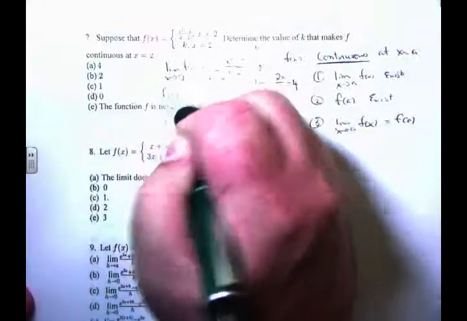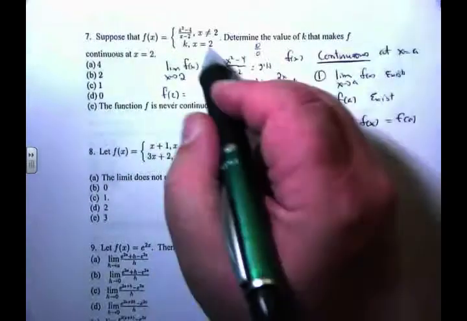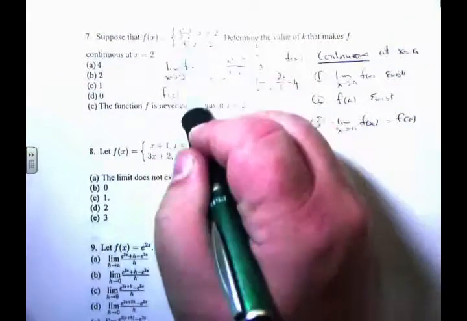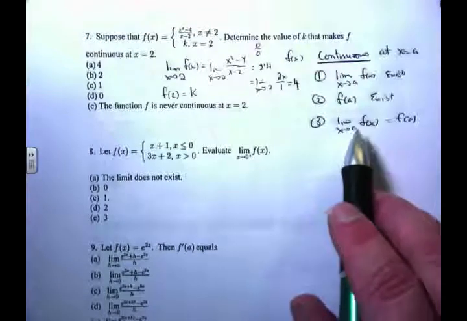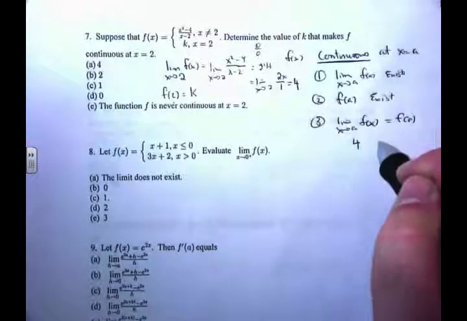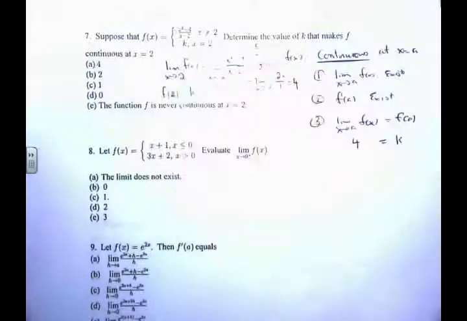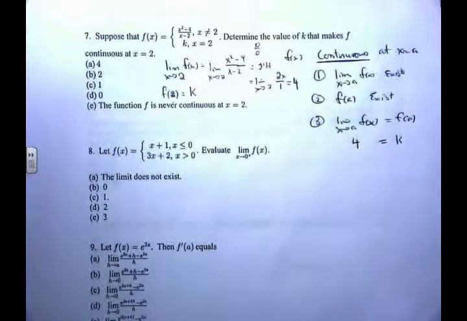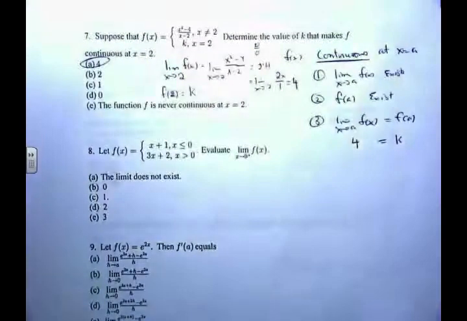The functional value at 2, that's me literally plugging 2 into this thing. If I plug 2 into my function, what do I get? If I plug 2 in my piecewise function, I get the k constant value. And step number 3 says that the limit value, which we got to be 4, has to be equal to the functional value, which we got to be k. So to answer my question here, what's k equal to? Answer is 4. Does that make sense? The limit has to be equal to the functional value. So what you do is you take the limit of this part and set it equal to, in this case, k.